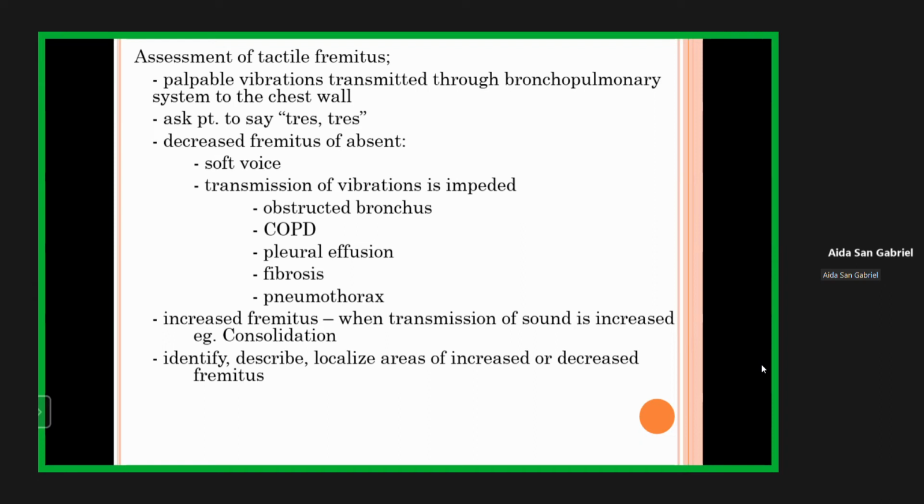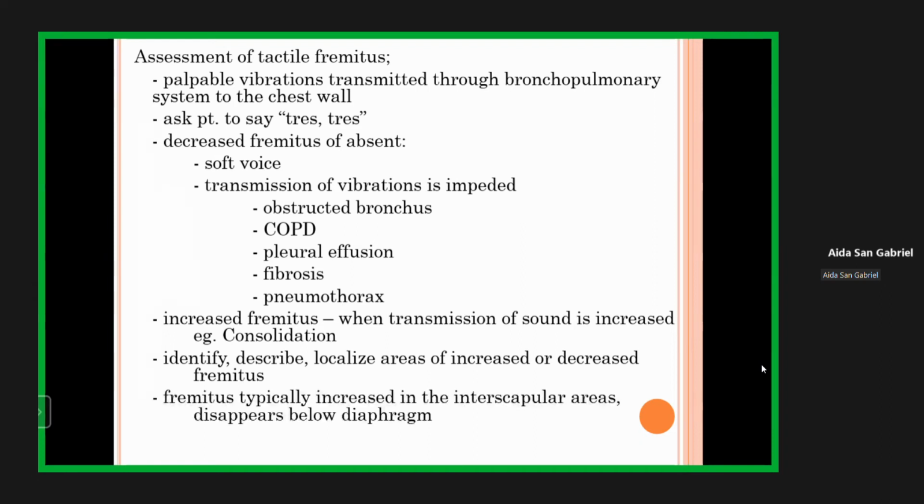Increased fremitus, on the other hand, is found in pneumonic consolidation. When there is consolidation in the lungs, this will cause an increase in fremitus. And lastly, you describe, and then localize areas of increased or decreased fremitus. Fremitus is typically increased in the interscapular areas and disappears below the diaphragm. Interscapular areas, this is explained by the presence of your large airways, your right and left main bronchus.